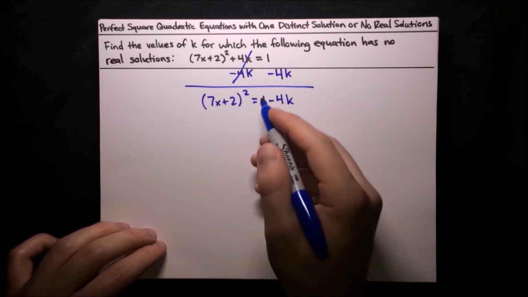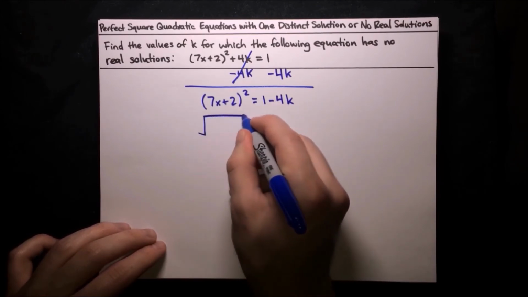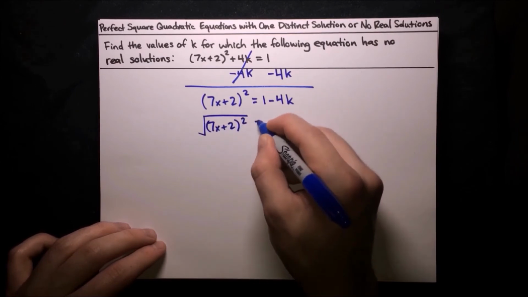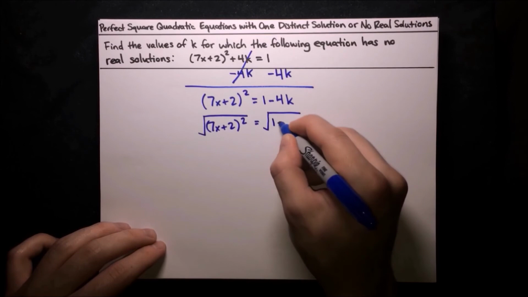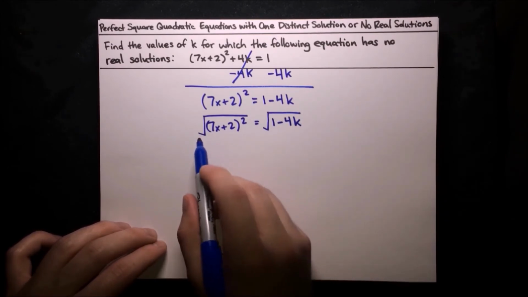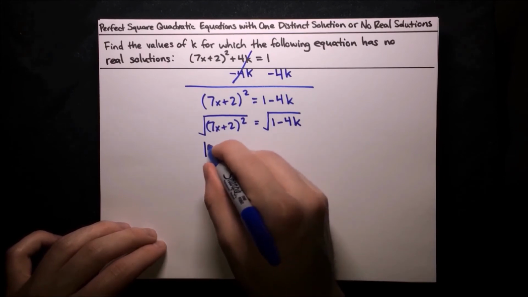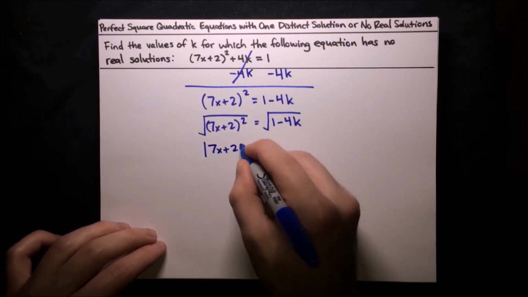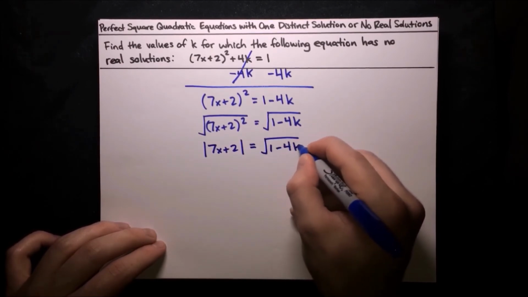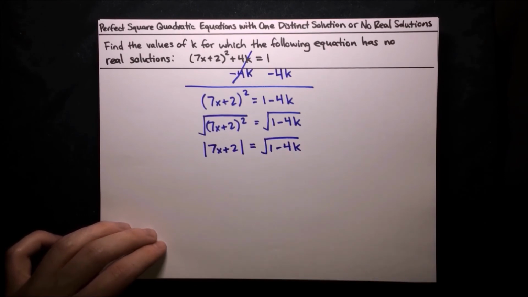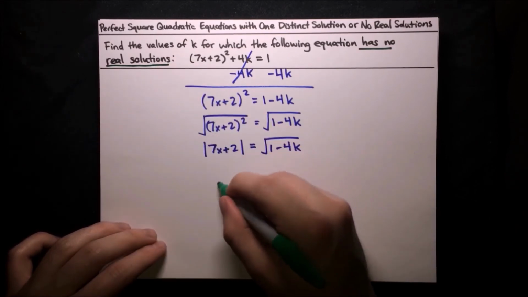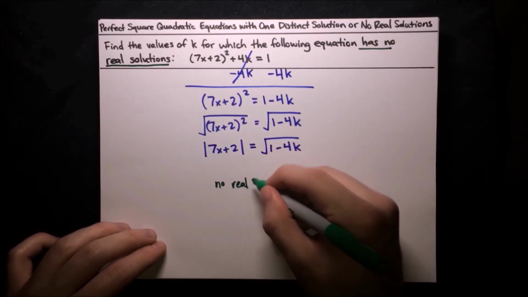Alright, next step, we want to cancel out that square. And the way we can do that is by taking the square root. So the square root of 7x plus 2 squared is equal to the square root of 1 minus 4k. Alright, so let's just go ahead and simplify that. The square root of a square, again, that's just absolute value, 7x plus 2 inside that absolute value, that's equal to the square root of 1 minus 4k. Now we want to be able to say that this equation has no real solutions. We want that to be our conclusion, no real solutions.